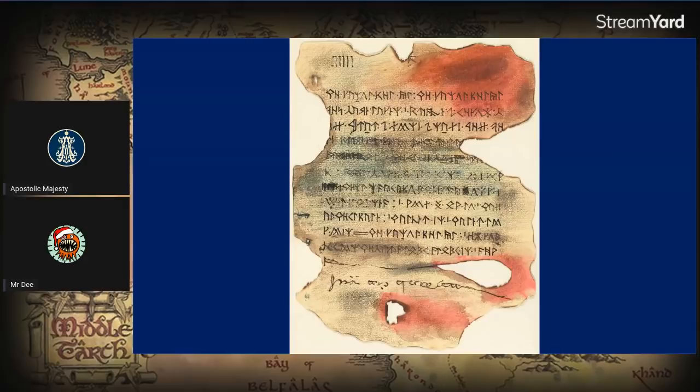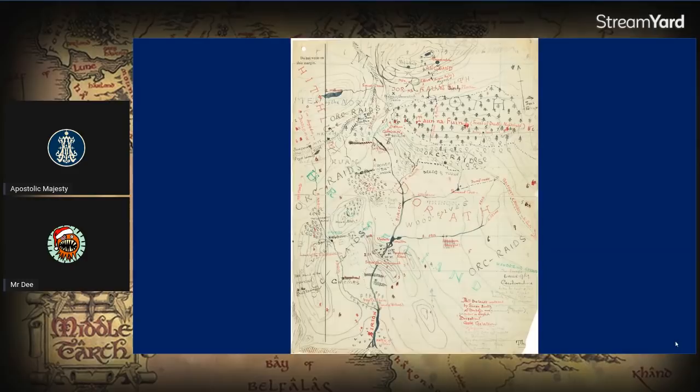But this is an element with all of Tolkien's calligraphy. His languages are fascinating in a way, but I think with Elder Futhark and Cirth in particular, the influence is obvious. Moving on to cartography.